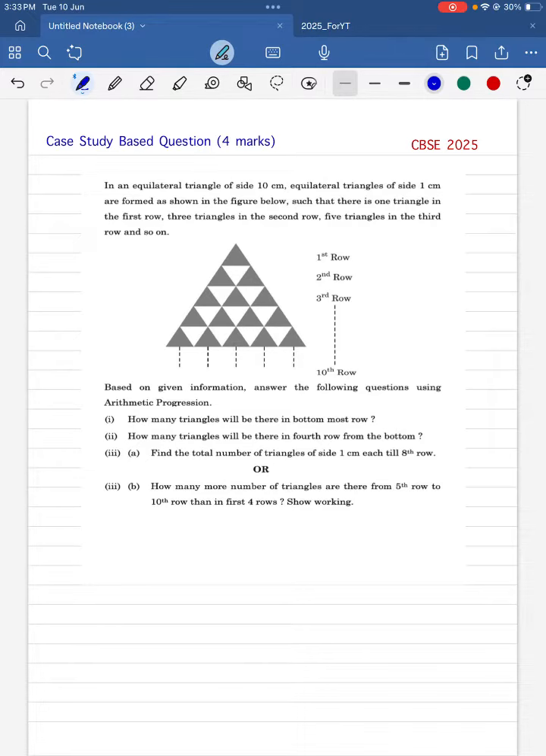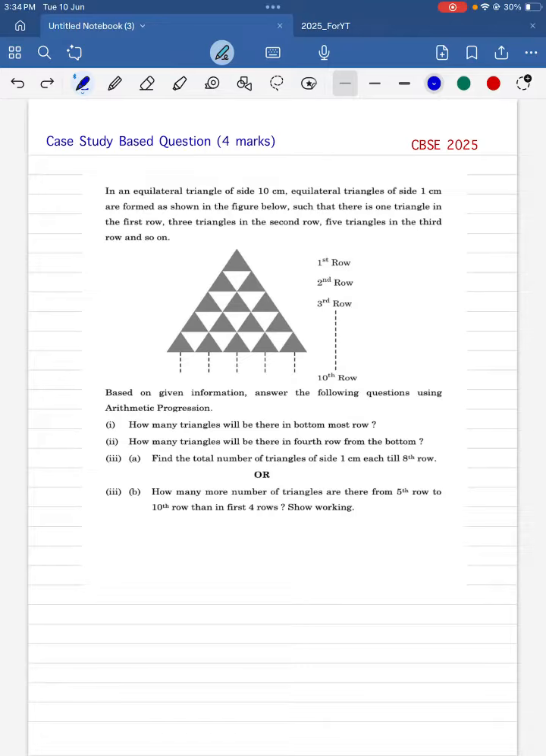How many triangles will be there in the bottommost row? Now the bottommost row is the 10th row. Let's try to form the AP first. Now we know that in the first row there's just one triangle. In the second row there are 3 triangles. In the third row there are 5 triangles and so on. So we know that the AP is 1, 3, 5, 7 and so on.